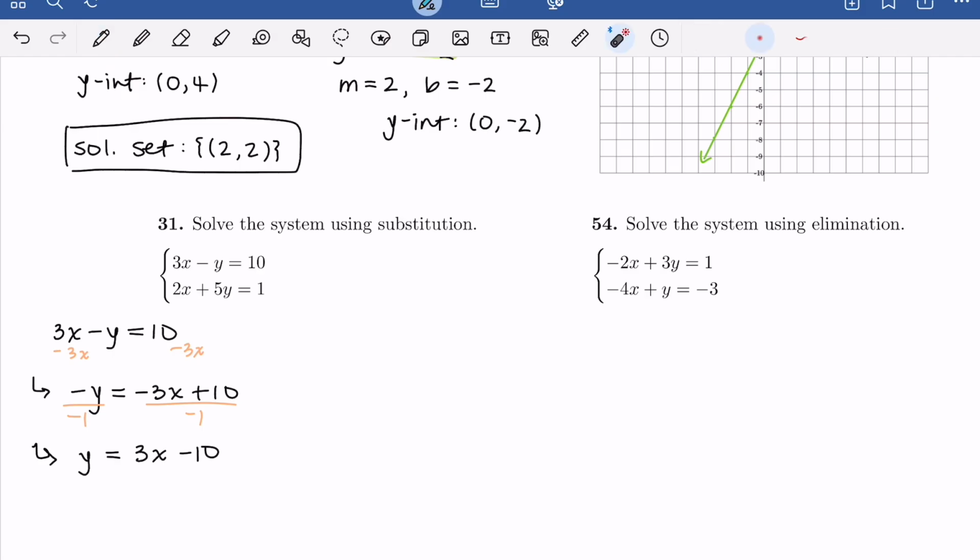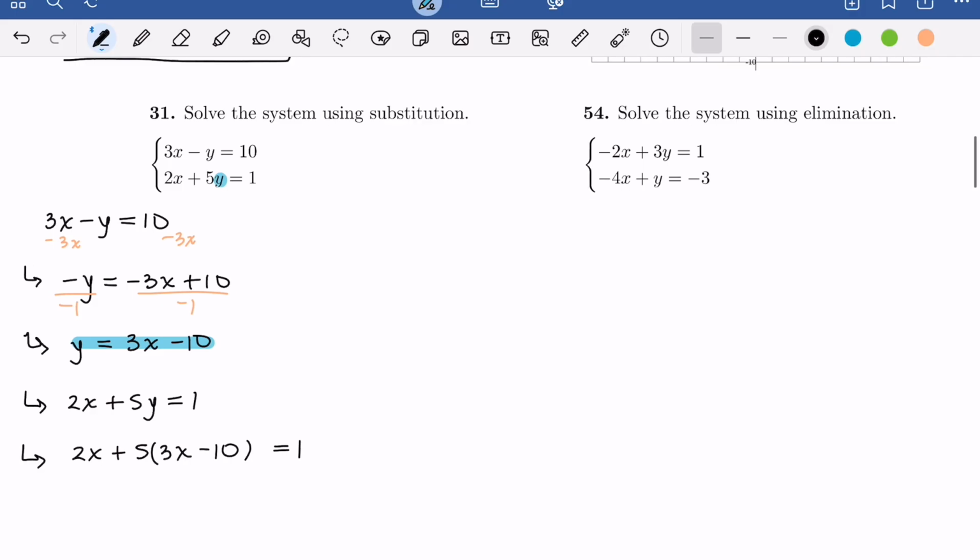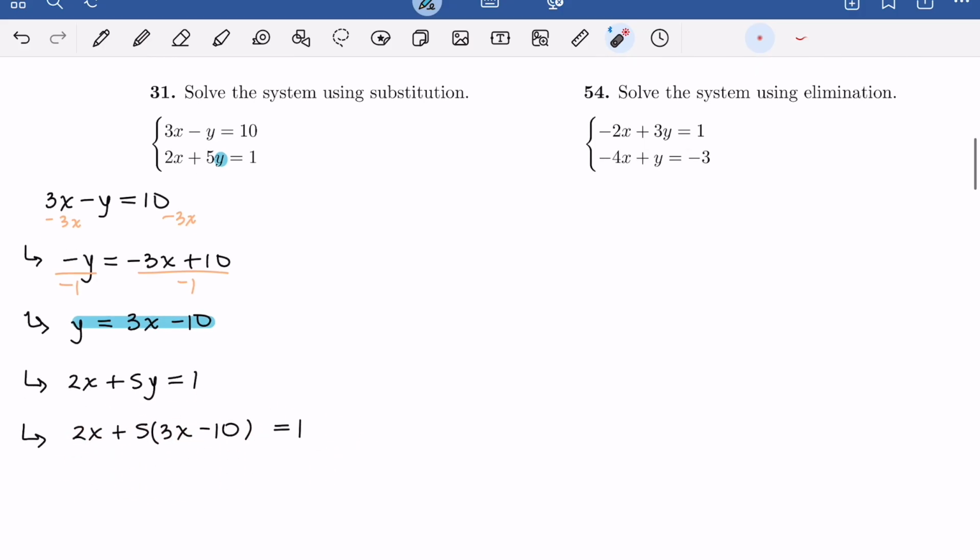So now we have one of our variables completely isolated, and using the substitution method, we're going to take this y value and substitute it directly into our other equation. So we're going to substitute 3x minus 10 into this y here. So we're going to have 2x plus 5y is equal to 1, which is going to turn into 2x plus 5 times 3x minus 10 is equal to 1. Now, by doing this, we now have an equation that's in terms of just one variable x instead of two different variables. Since we have an equation in terms of just one variable, we can easily solve for this guy.